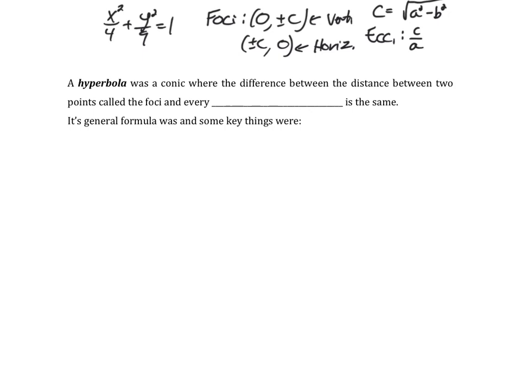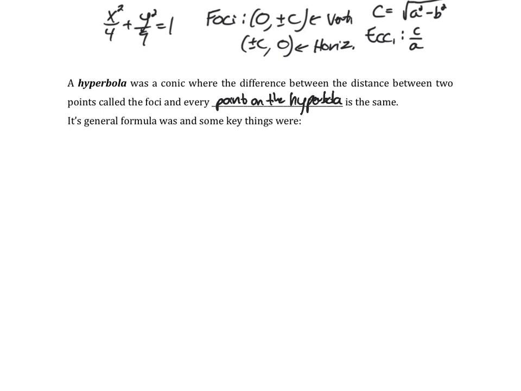So this might be helpful to review too. A hyperbola was a conic where the difference between the distances from every point on the hyperbola to the two points called the foci is the same. If you remember, the ellipse was the sum of the distance. This is the difference, or really the subtraction of the distance.